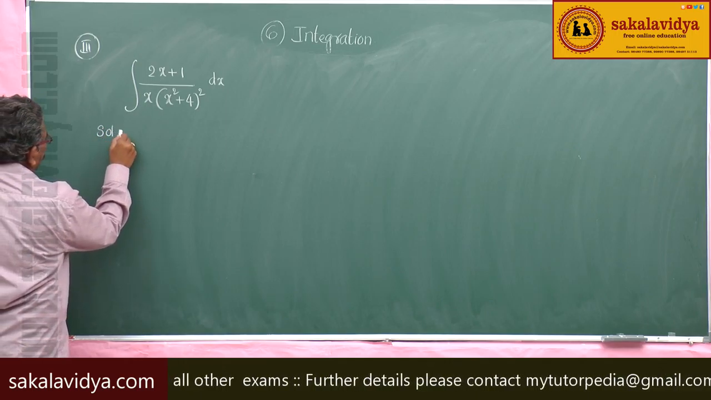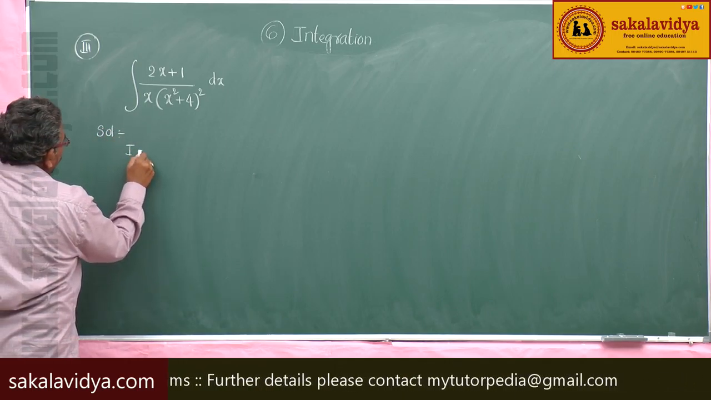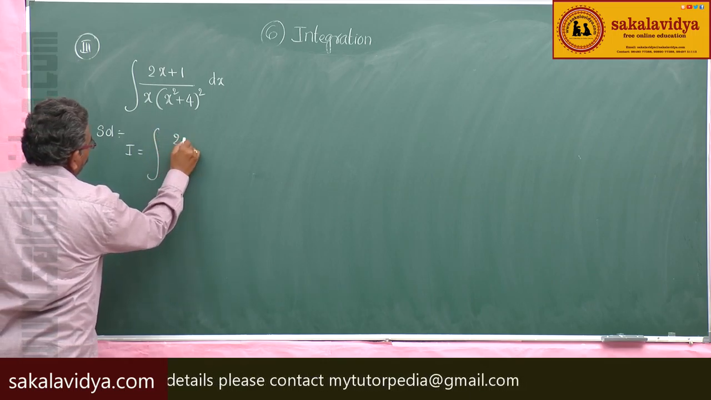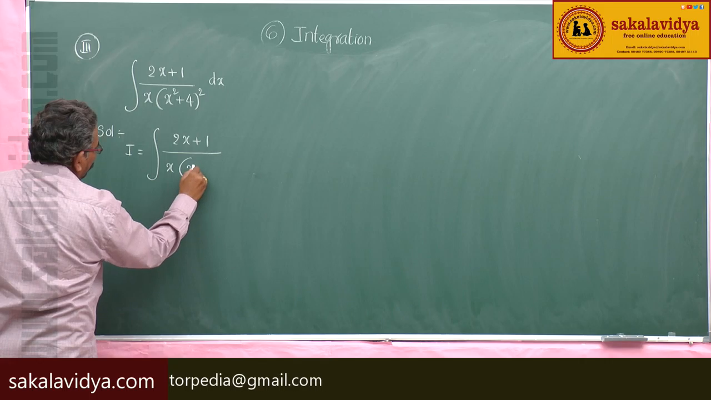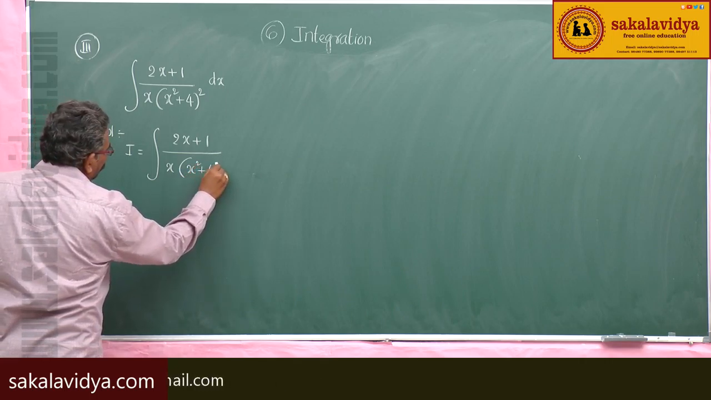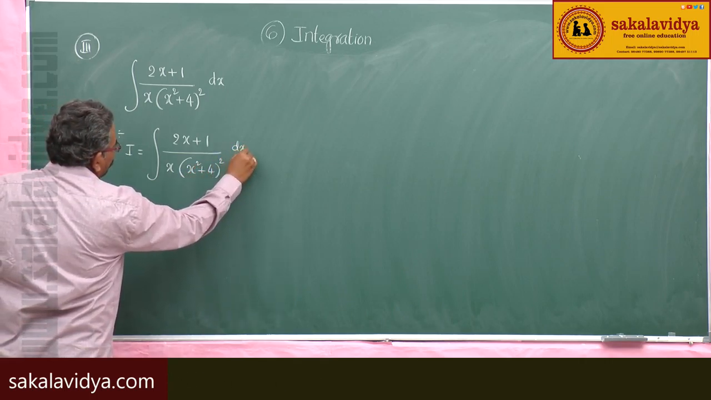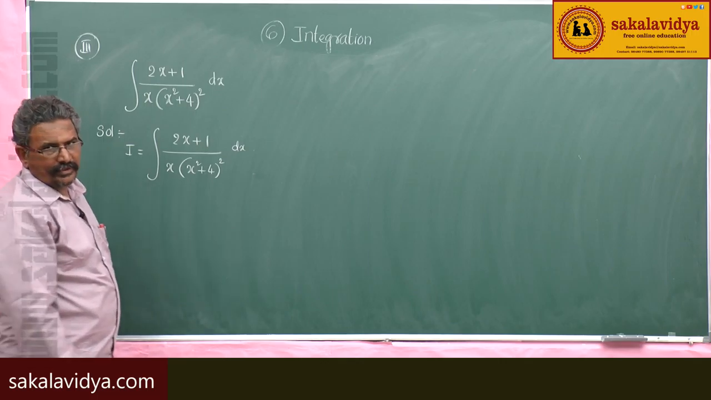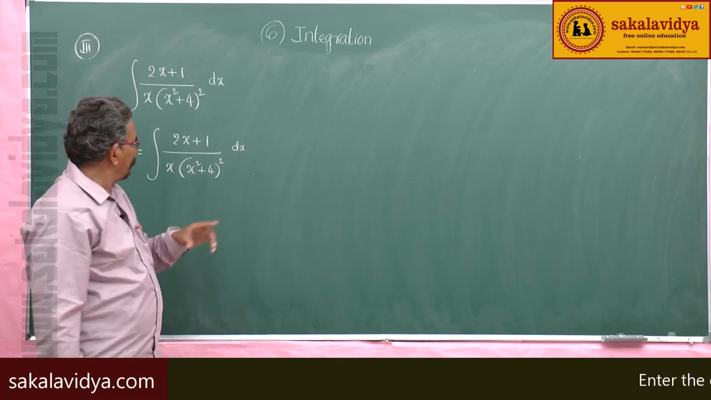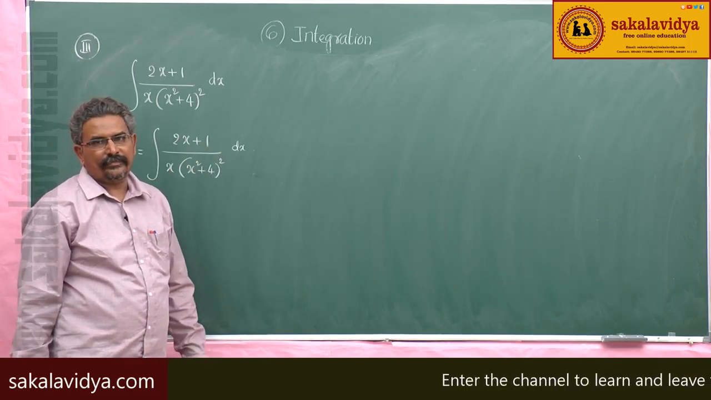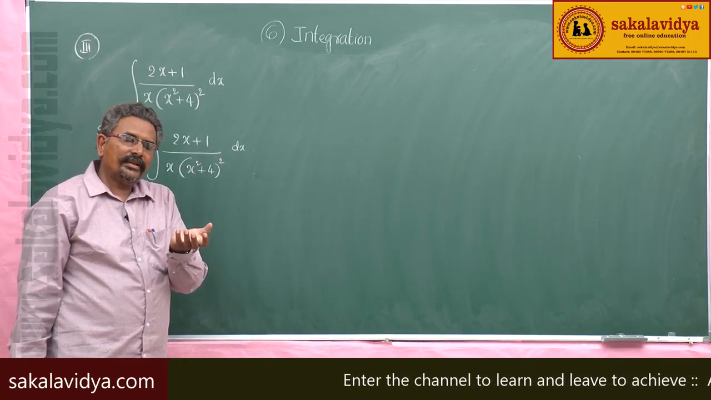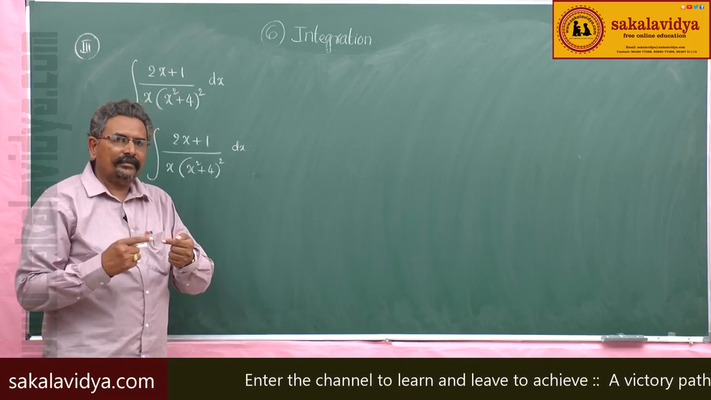Solution: Say I equals the integral of (2x + 1) / (x (x² + 4)²) dx. First, let us find the partial fractions of (2x + 1) / (x (x² + 4)²). x² + 4 is an irreducible factor but repeated.